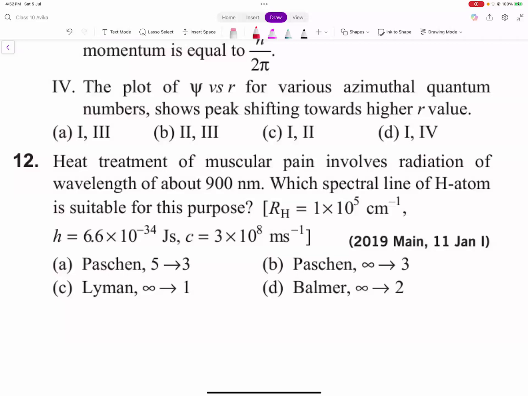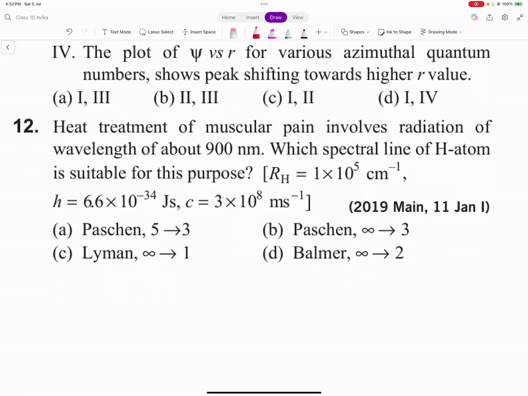I got delta E, but I don't know what to do after that. What is delta E, how much? 138.11 into 10 to the power 7. No, the wavelength is 900 nanometer. Delta E you will get in eV: 1243 by 900, how much is it coming? I did it in meters. No, why are we doing all this then? Okay, that makes sense.